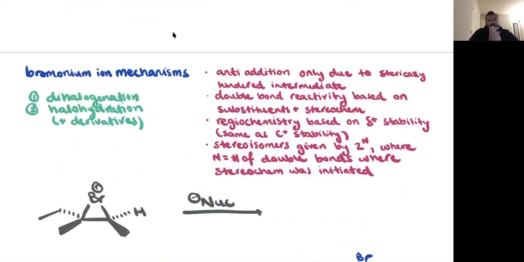Okay, so our next one is going to be our bromonium ion mechanisms. These mechanisms are your only purely anti-addition mechanisms that you have learned so far. The reason why we're observing only anti-addition is because we have a hindered intermediate. In terms of double bond reactivity, we're no longer looking at carbocation stability. We're only looking at the number of substituents and the stereochem.